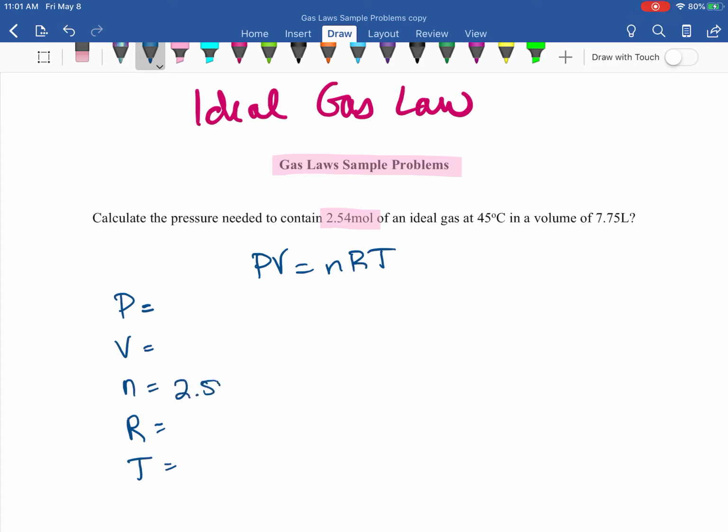Fill it in. So we've got 2.54 moles of an ideal gas. Oh, we've got 45 degrees Celsius. And we've got a volume. Oh, it even tells you volume. It's a nice problem. We've got a volume of 7.75 liters. And then we're actually asked to calculate pressure, so this one kind of gives it away for free. But if it doesn't give it away for free, you look for the one that's missing. So you always have to have 4 out of the 5 in your gas law problems.